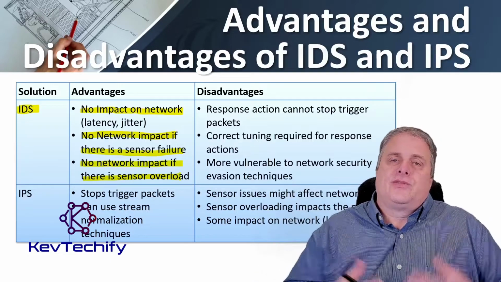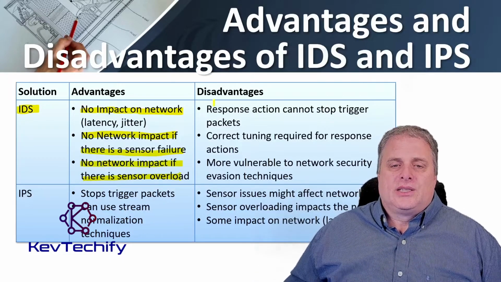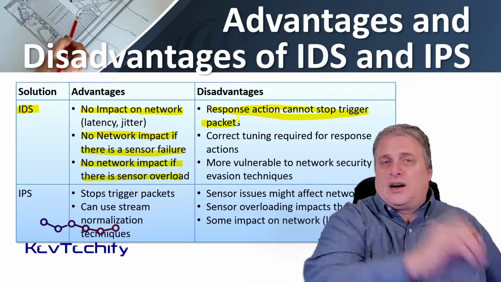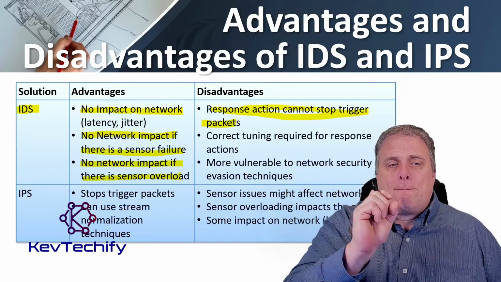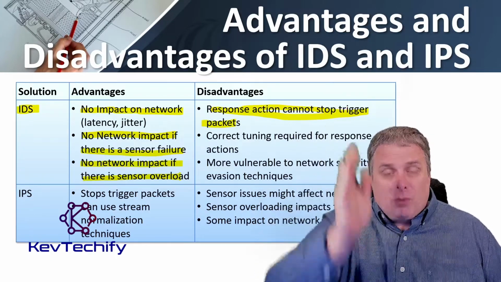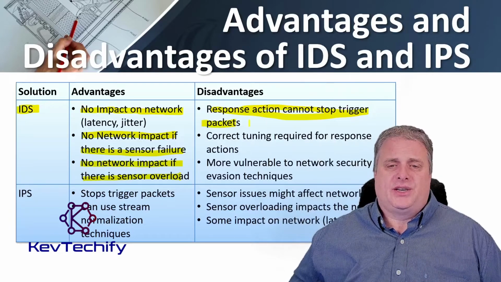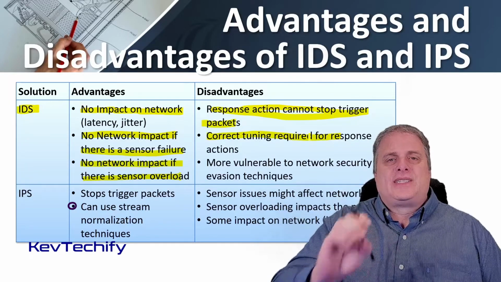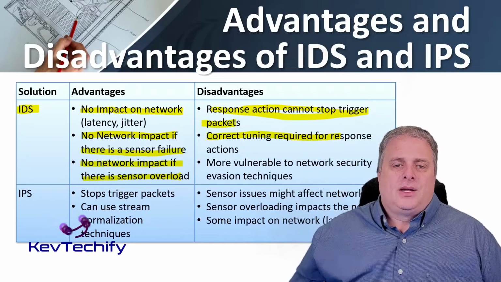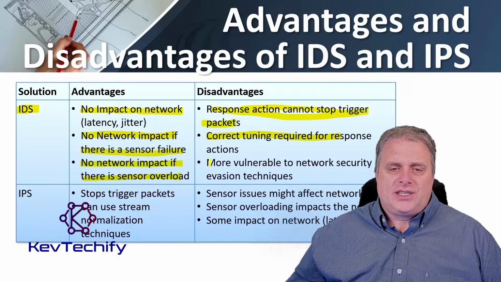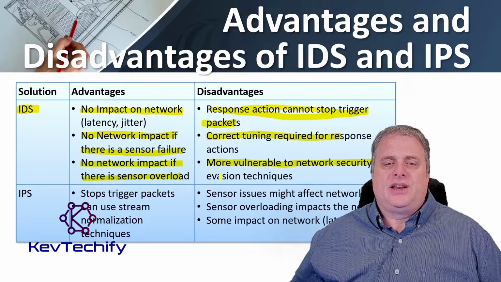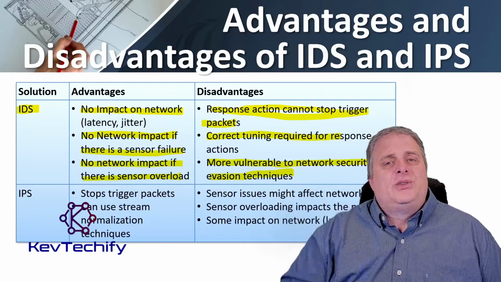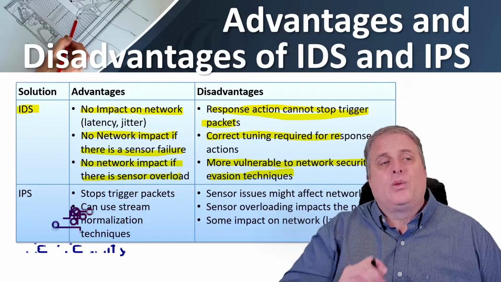Now, the disadvantages of an intrusion detection system: the response action cannot stop the attack, because we're copying that data to our sensor. The normal traffic still continues on to its destination. You've got to do some correct tuning here, making sure those settings match your network setup. And finally, one of the last disadvantages is that it's more vulnerable to network security evasion. There are processes that can evade an intrusion detection system, and so you need to be aware of that.